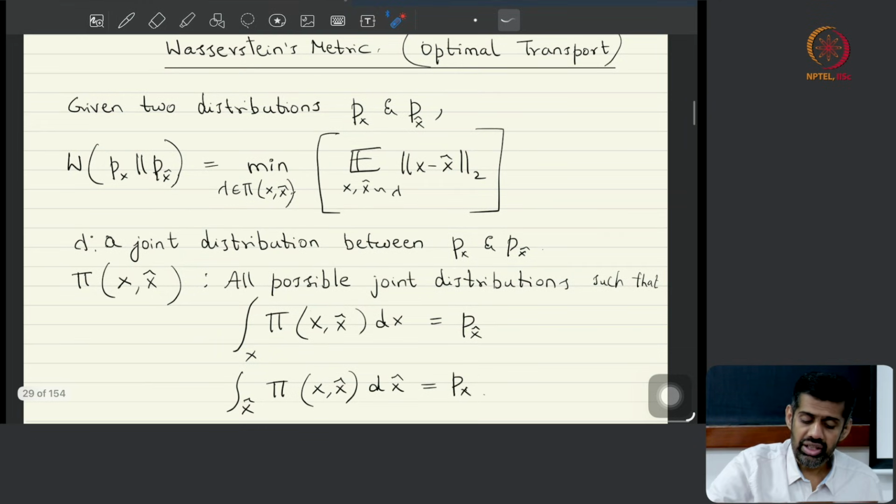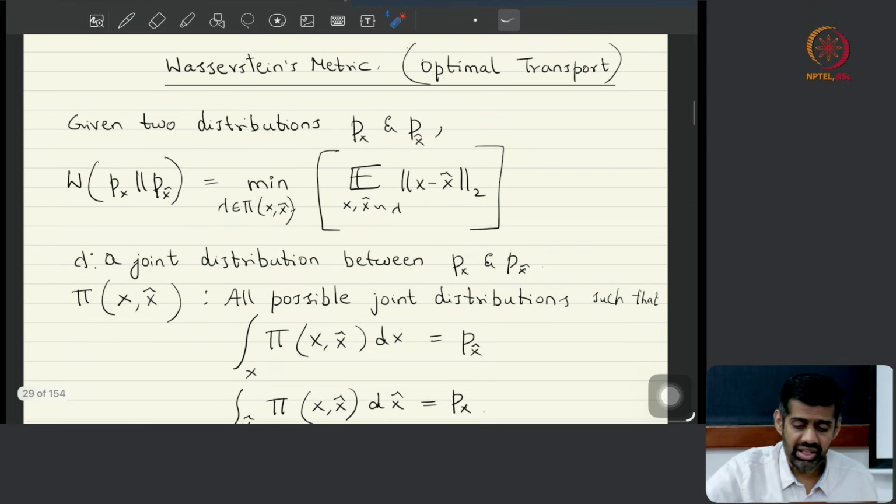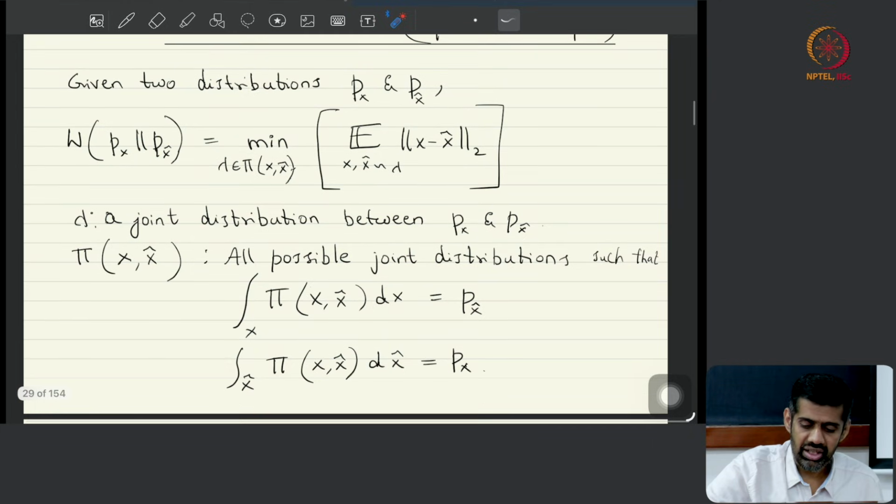Okay. So there is another metric called Wasserstein's metric, which is also called earth mover distance, for the reasons that I am going to tell you. It is based on this idea called optimal transport. So let us look at what it is. The definition is as follows: given two distributions Px and Px cap, the Wasserstein's distance between them is defined as the solution to this optimization problem.